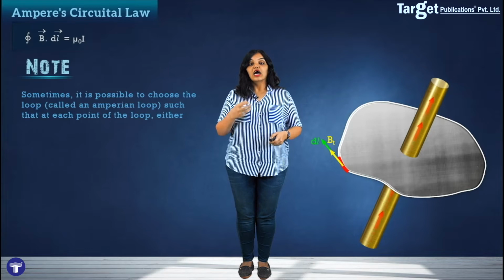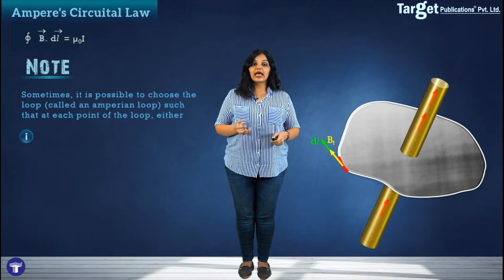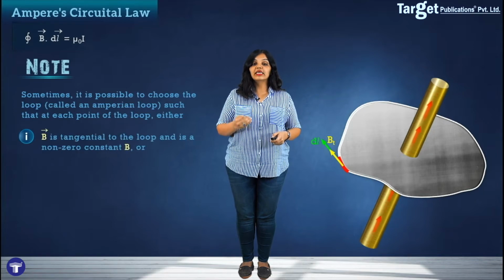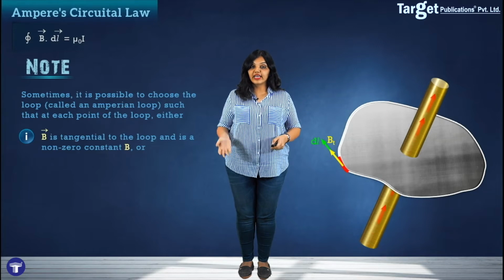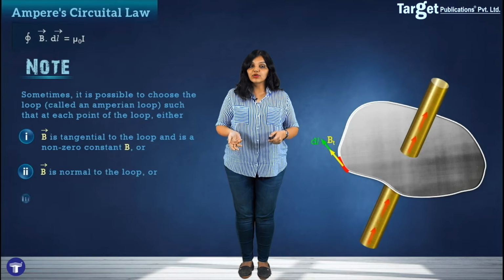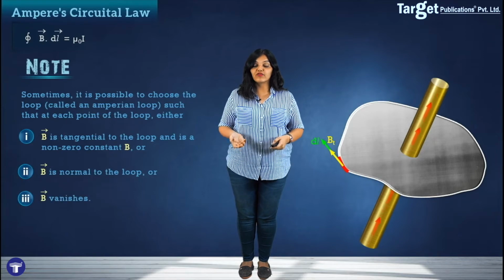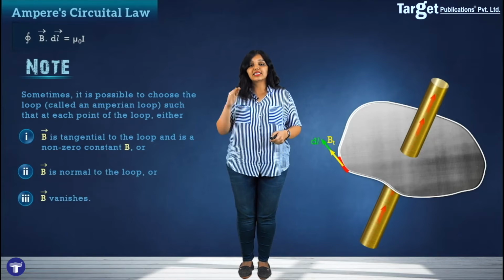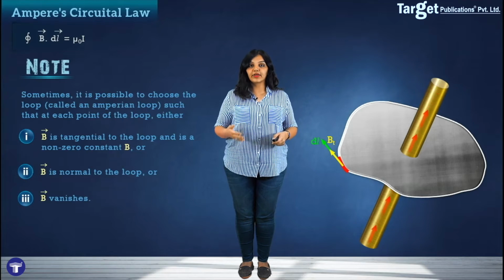These cases are such that when you choose an Amperian loop, the vector B will be tangential to the loop already, or it will be a case where the vector B is normal to the loop, or the value of B itself will vanish. These are the easiest and simplest cases to apply Ampere's circuit law.